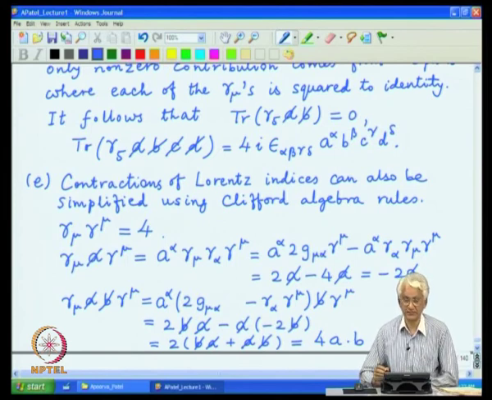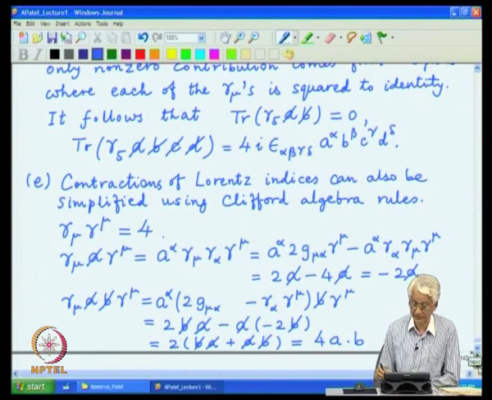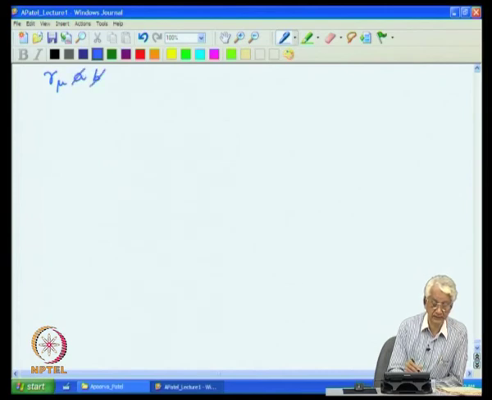So, this is the kind of illustration that one can use these identities repeatedly to simplify these contracted gamma matrices. I will not work out many more cases, but just write down some of the results which can be proved in a rather straightforward fashion. What happens when there are 3 of them sandwiched in between?